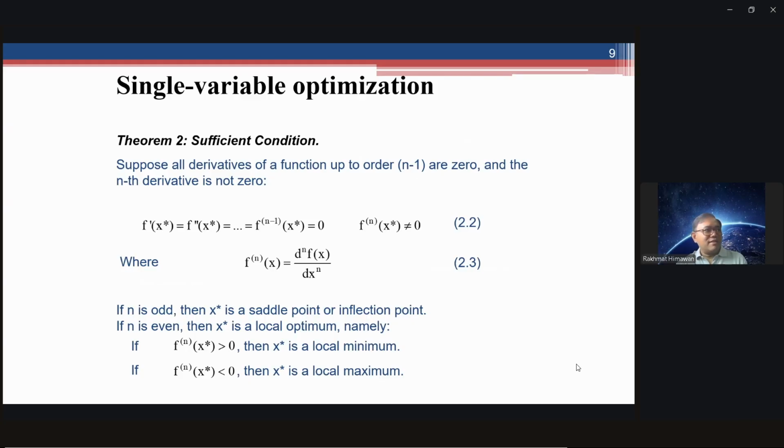Okay. This is the sufficient condition. Okay. Any question up to this point?